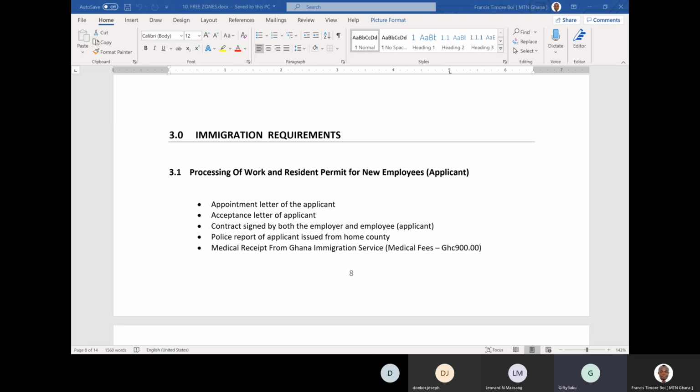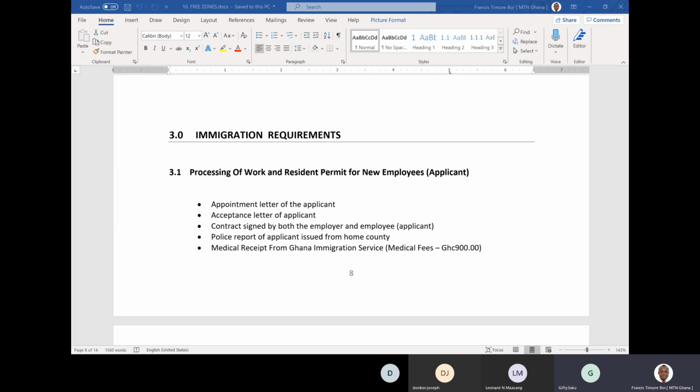25. Entry into free zone by officers. Subsection 1. An authorized officer of any of the revenue services, a member of the police service, or an officer authorized by the minister may, in the discharge of their official duties, at any time enter and inspect a free zone, buildings, aircraft, ships, boats, or vehicle in the free zone. Okay.